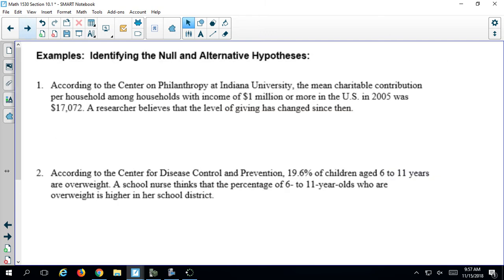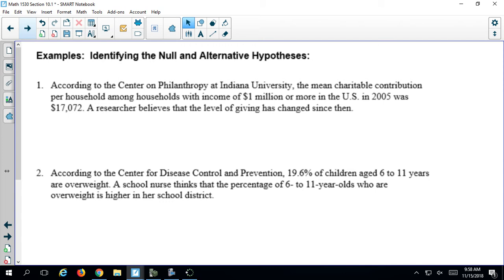So let's see if we can identify these hypotheses. It says, according to the Center on Philanthropy at Indiana University, the mean charitable contribution per household among households with income of $1 million or more in the U.S. in 2005 was $17,072. A researcher believes that the level of giving has changed since then. So according to a study, or this group, the Center on Philanthropy, in 2005, the mean was $17,000. Now it's 2018. We're going to do our own study. The researcher thinks that this has changed.